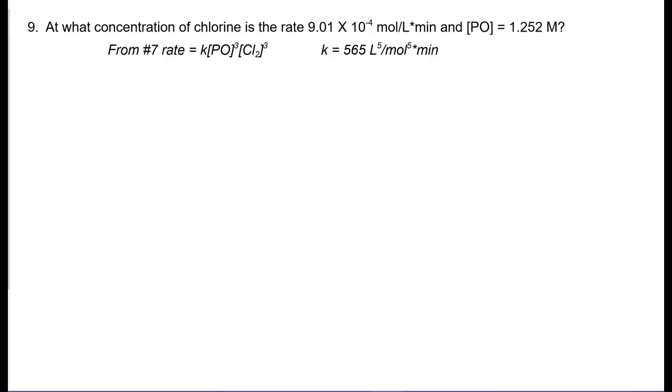Okay, example 9. At what concentration of chlorine is the rate 9.01 times 10 to the negative fourth moles per liter minute and the PO concentration 1.252? Remember our K, we're just continuing. We got our K from the previous work here. Okay, let's go through this. We got our expression from question 7, and we're using the K that we figured out earlier.